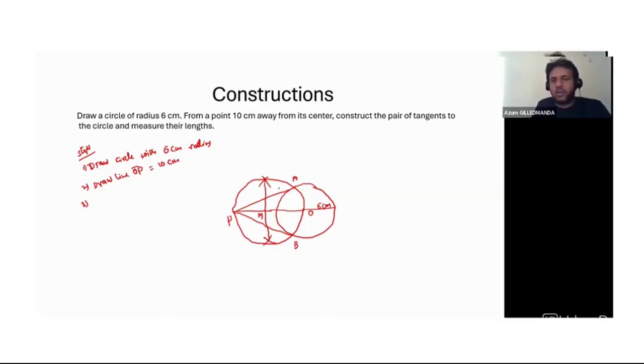Number 3. Then draw the perpendicular bisector to OP. What it does is it makes PM equal to OM. Then now draw a circle with M as center, and PM or OM as radius.